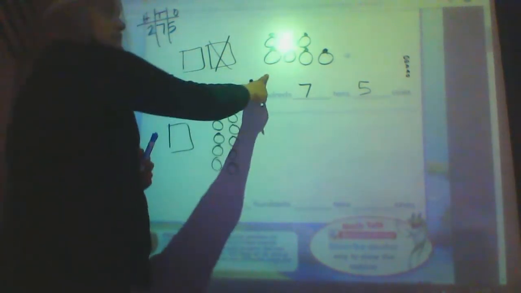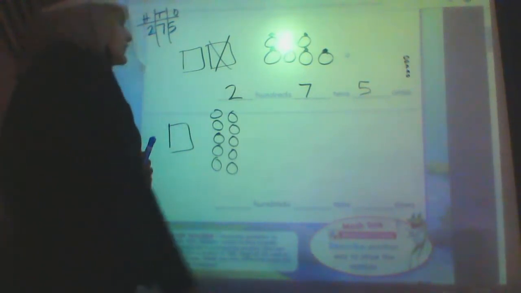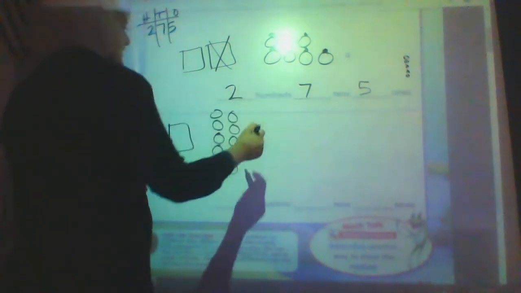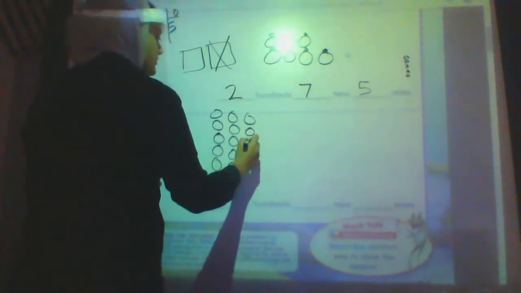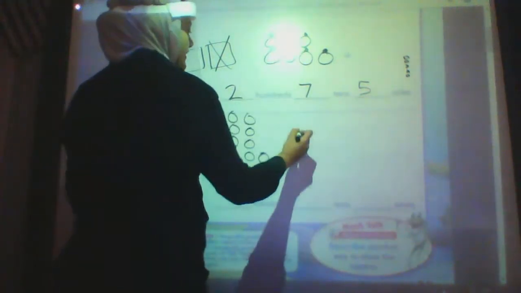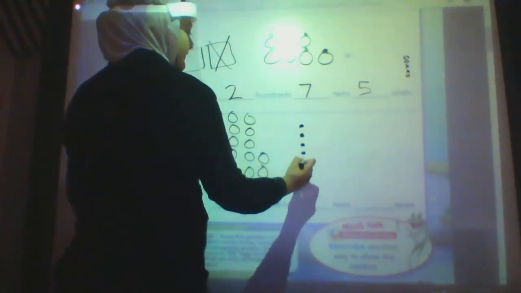Well, what about these, Miss Yusuf? These 7 tens, are these going to float off to outer space? No, that's ridiculous. You still have to bring those back down. So let's bring those 7 down. 1, 2, 3, 4, 5, 6, 7. What about the 5 ones? Just write the 5 ones. Those are little dots. 1, 2, 3, 4, 5.